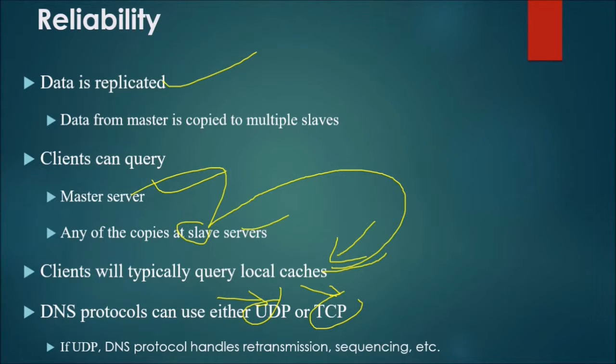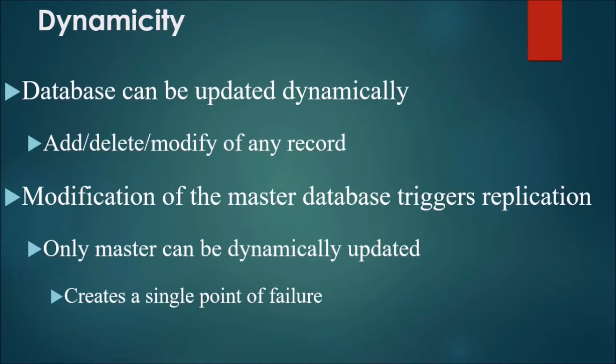If UDP is used, the DNS protocol handles transmission, sequencing, etc. Then dynamicity is also there. The database can be updated dynamically, which means adding, deleting, or modifying any record can be done. Modification of the master database triggers replication. That is, only the master can be dynamically updated, and it creates a single point of failure.